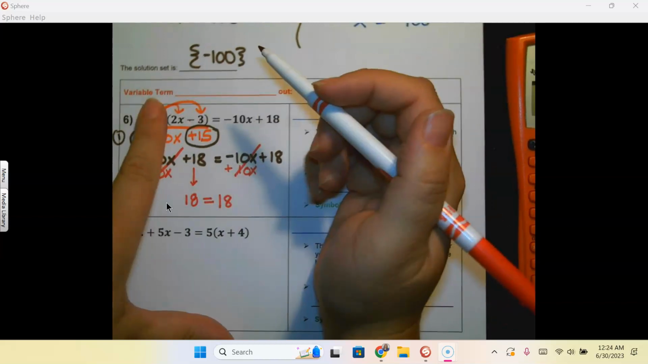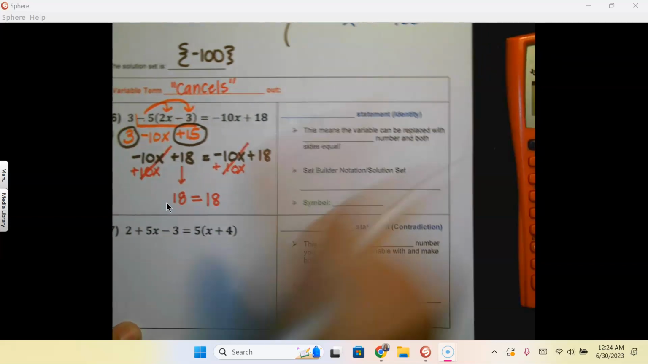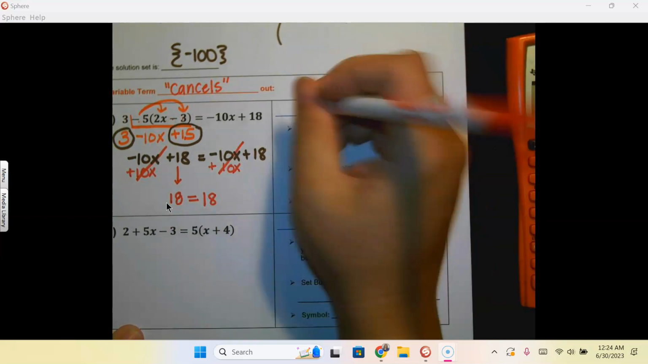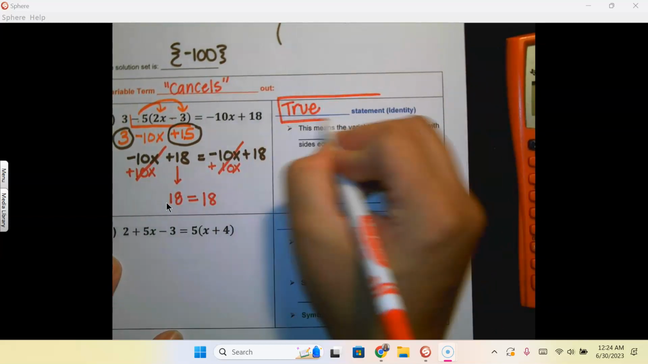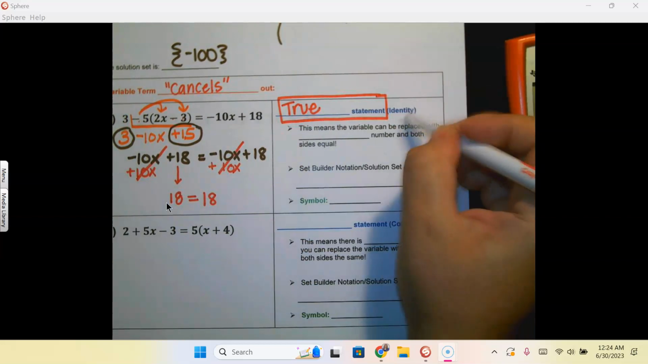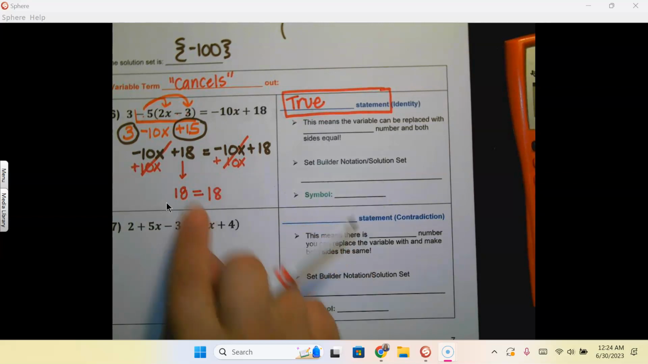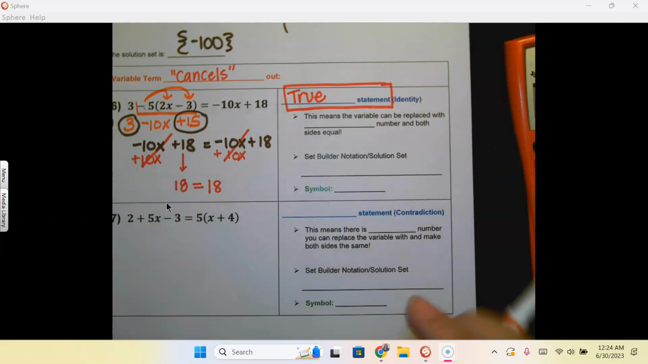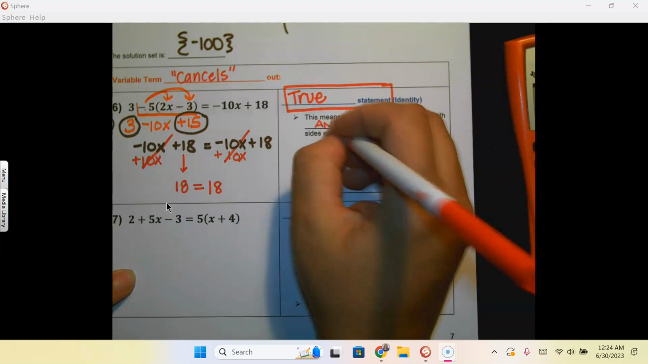So when the variable term cancels out, so it makes 0, you bring down what's left and you read it. If it makes a true statement, another word for that is it's an identity. So like think about your identity, right? You can cut your hair, you're still the same. So that's how I remember it, identity. They're the same here. So this means the variable can be replaced with any number at all.